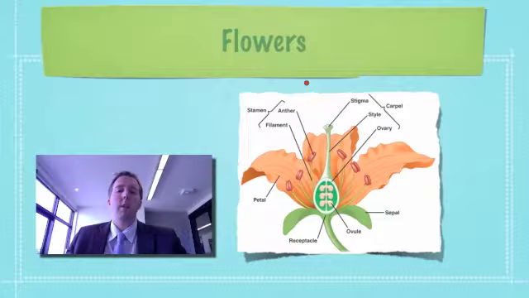So we've said that flowers are the reproductive organ of a plant, and let's have a little bit of a closer look at a flower. In fact, there's two main parts to a flower. One of them is called the stamen.